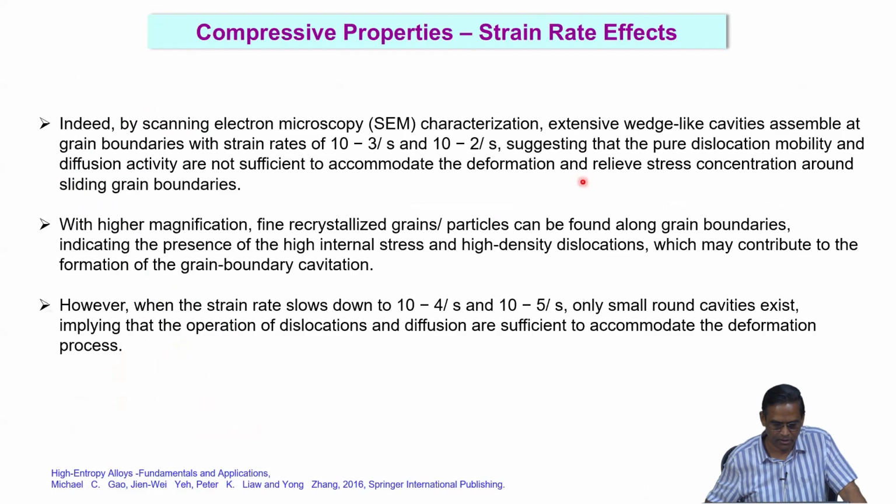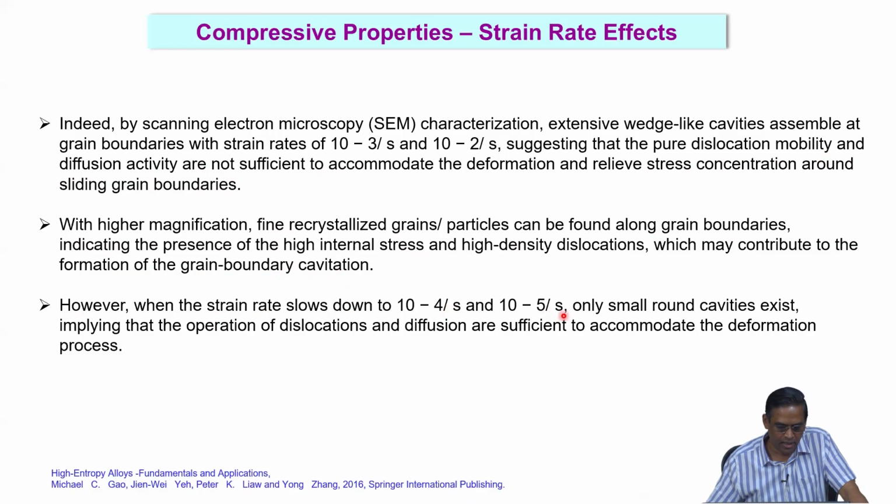So, very interesting properties. The scanning electron microscopy characterization shows extensive wedge-like cavities assembled at grain boundaries at strain rates of 10 to the power minus 3 and minus 2, which is pretty high, suggesting that pure dislocation mobility and diffusion activity are not sufficient to accommodate the deformation and relieve the stress concentration around the sliding grain boundaries. Okay. With high magnification, fine recrystallized grains and particles can be found along the grain boundaries, indicating the presence of high internal stress and high density dislocations, which may contribute to the formation of high grain boundary cavitation.